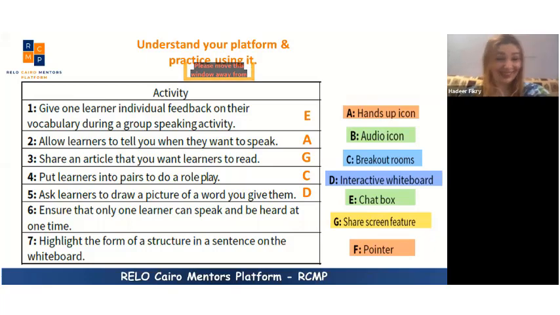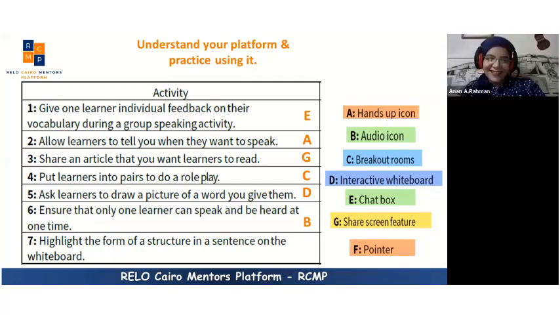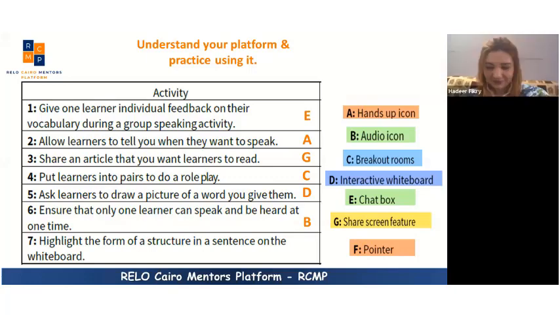Great. Yes. Number six. How to ensure that only one learner can speak and be heard. Number six is, yep. We hope this icon will be in the real classroom. You are perfect, guys. And last one, of course, would be number seven, which one? Number one is F. Kudos to our heroes. Thumbs up for you guys. Thank you, guys. Kudos for the winners. Thank you so much.